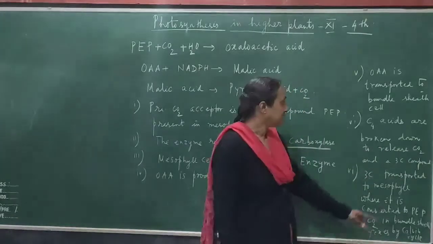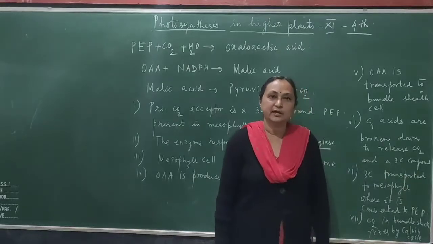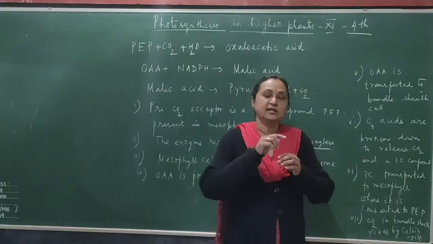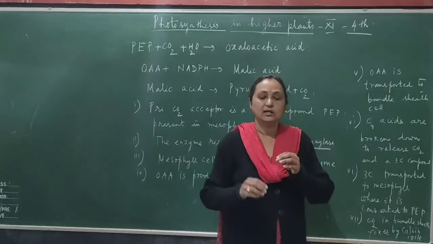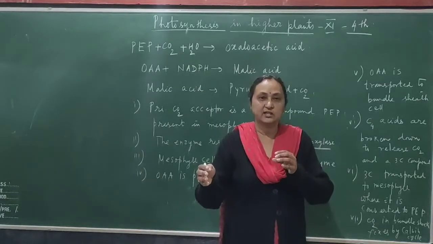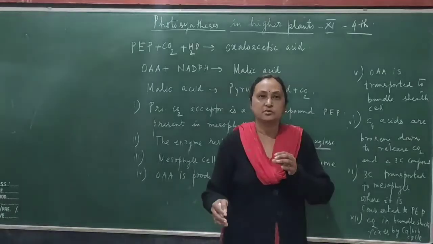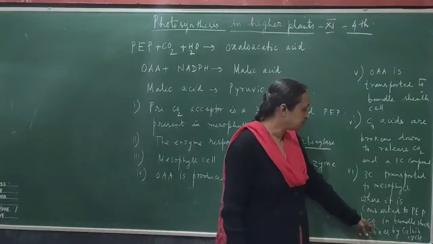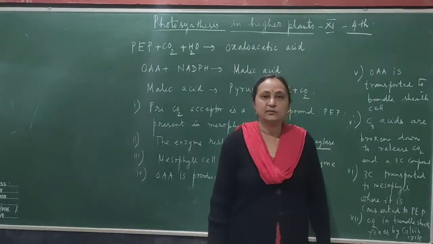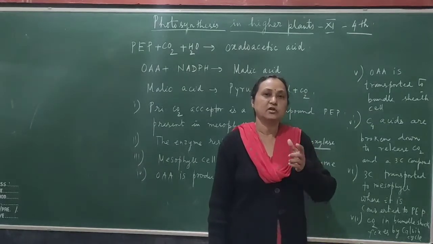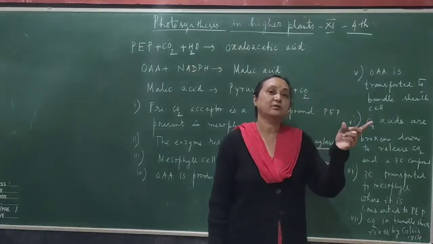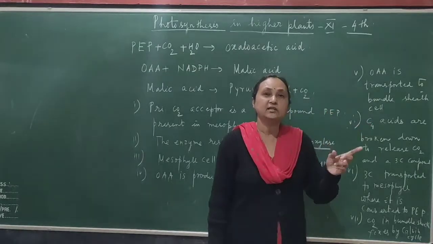Then the carbon dioxide which is liberated in the bundle sheath cell enters into the Calvin cycle, or C3 pathway, where carbon dioxide fixation takes place and glucose is produced. The pyruvic acid produced here combines with phosphate and is converted into phosphoenol pyruvate, and it returns to the mesophyll cell to complete the cycle.